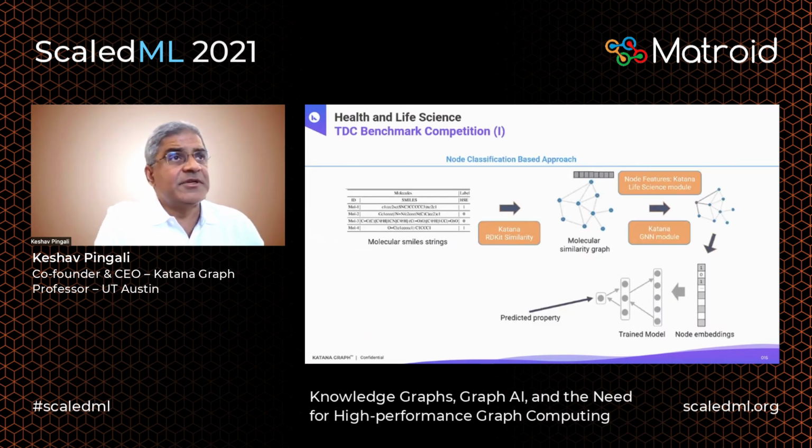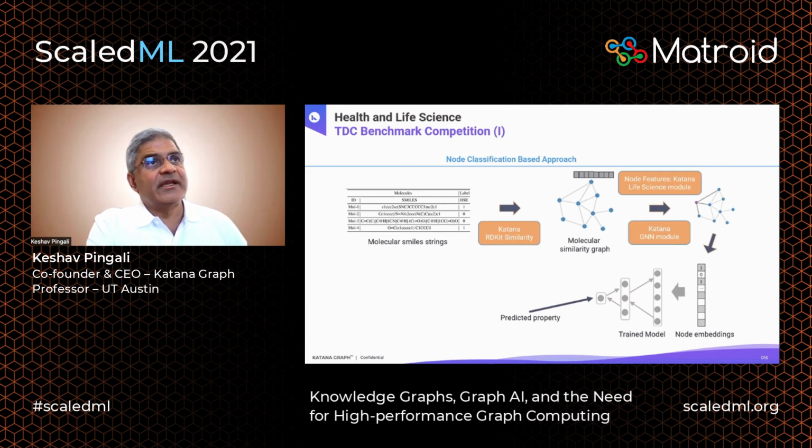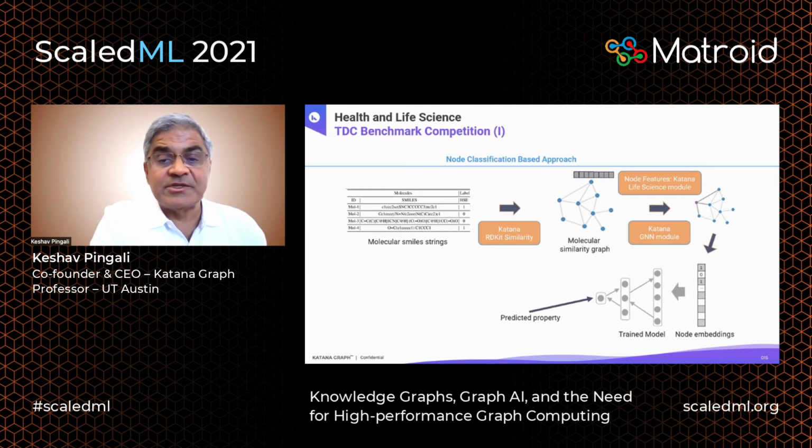And this is a problem that people have tried to do in many different ways. One of our customers and our team came up with a different way of doing it, which we are entering into the TDC benchmark competition, which is one of the competitions in this area. So I'll give you a very high level view of how they do it. What they did essentially was to take all of the training data, so molecules together with their labels, and they construct what they called a molecular similarity graph that's shown in the middle of this diagram.